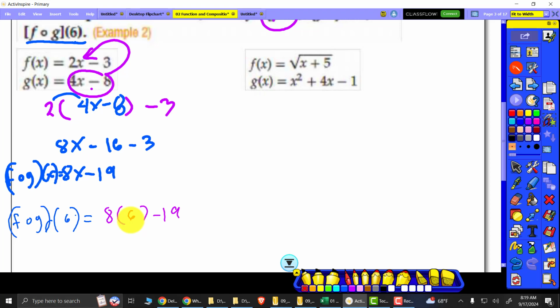8 times 6 is 48 minus 19, and what do we have after this? Solve. That's carry 1, right? 3, that's 9, 29. Alright, 29 will be the answer. Alright, so you should be able to get the number.